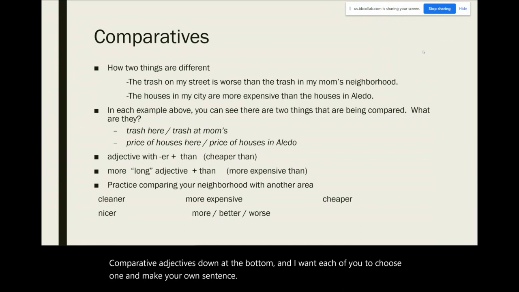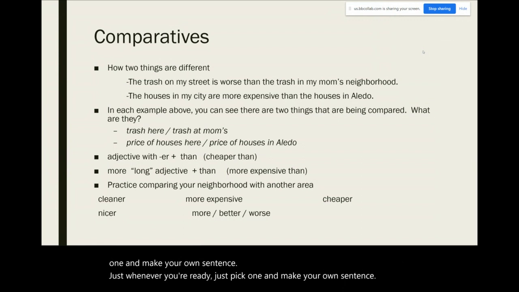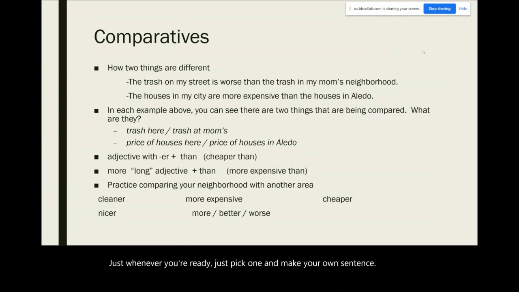Just whenever you're ready, just pick one and make your own sentence. Like cheaper, nicer, cleaner, or just the three that are together: more, better, and worse. Any of those. Cleaner, more expensive, you can do better, nicer, worse, anything you want.